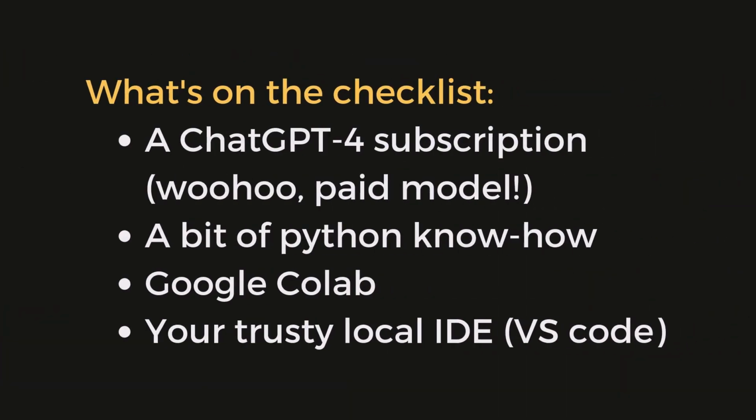So what's on the checklist? We will need a ChatGPT 4 subscription. Yes, we are going to use a paid model to get the best out of it. A basic understanding of Python. Don't worry, you don't have to be an expert. We will use Google Colab, which is going to be our playground for today's experiment. And last but not the least, we need to have a local IDE. I prefer VS Code, but you can feel free to use anything that you like.